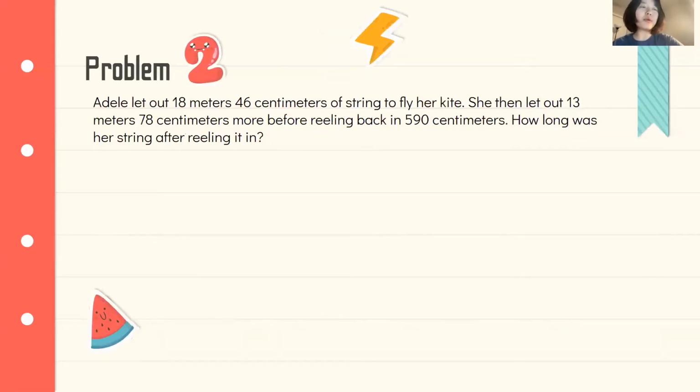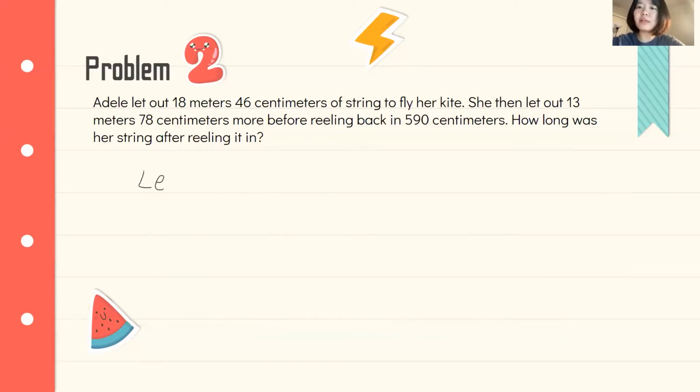Let's look at our second one. Our second problem is: Adele let out 18 meters, 46 centimeters of string to fly her kite. She then let out 13 meters, 78 centimeters more before reeling back in 590 centimeters. How long was her string after reeling it in? For this problem, I know Adele let out 18 meters, 46 centimeters of string to fly her kite. So I will draw a diagram for her first let out, which is 18 meters, 46 centimeters.